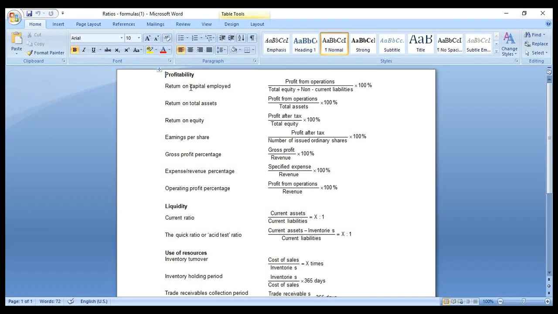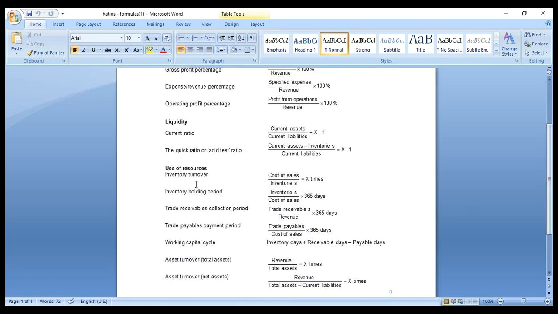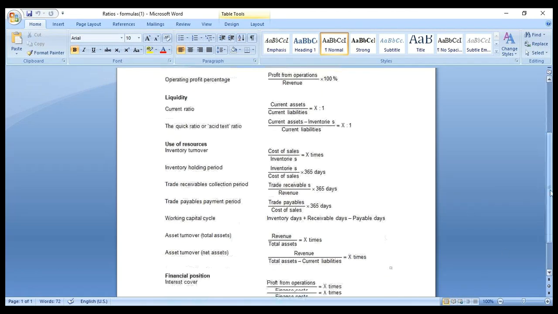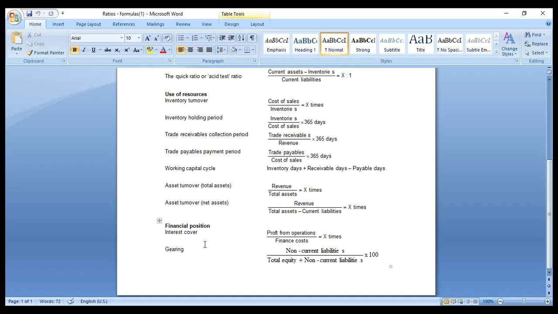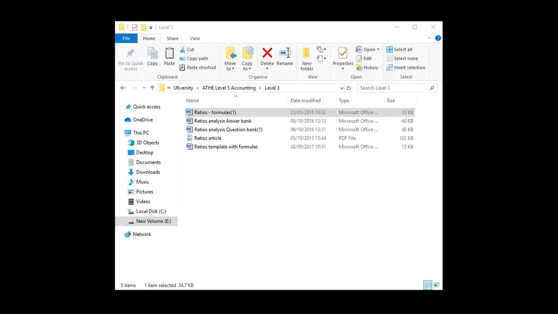Okay, guys. So these are the formulas: profitability ratios, return on capital employed, return on total assets, return on equity, earnings per share, gross profit percentage, expenses, operating profit, liquidity ratios, then use of resources. All the figures we can find, and we can use the formula to calculate these ratios. Then financial gearing ratios: high gear means high risk. If the ratio comes out high, it means high risk for the company. All this we will discuss during our lesson today as well.